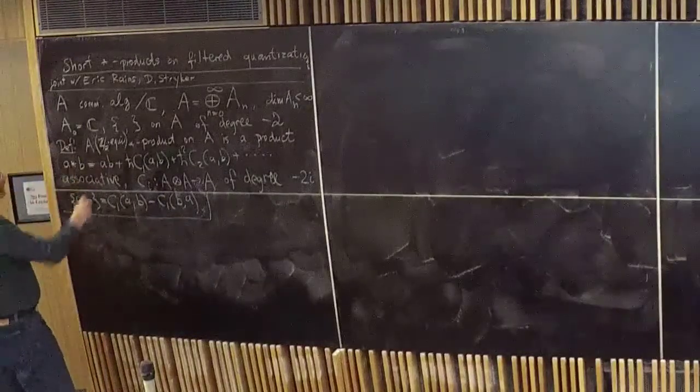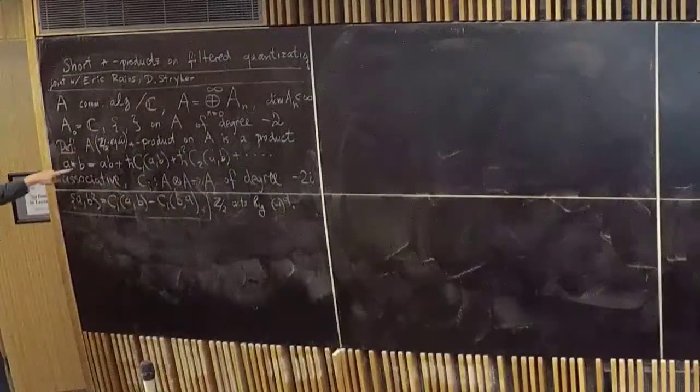The Z mod 2 equivariance means that this is invariant with respect to the action of Z mod 2, which acts by minus 1 to the degree. So the parity of the degree is preserved because of this condition that all the degrees are even.